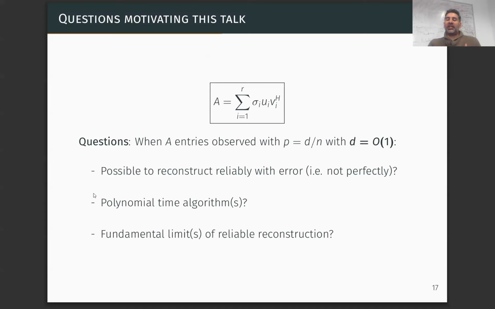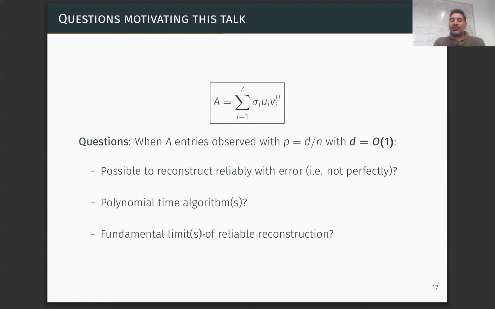Okay, so what I want to talk about is that same setup where we have a low rank matrix, in that seemingly impossible regime for the SVD, where the average number of entries is D, and D is order 1, so we really don't let it grow. Is it possible to reconstruct reliably with some error, even though it's not perfect? Are there polynomial time algorithms that are relatively straightforward to implement? And what are the limits, if you would, of reliable reconstruction in that regime?